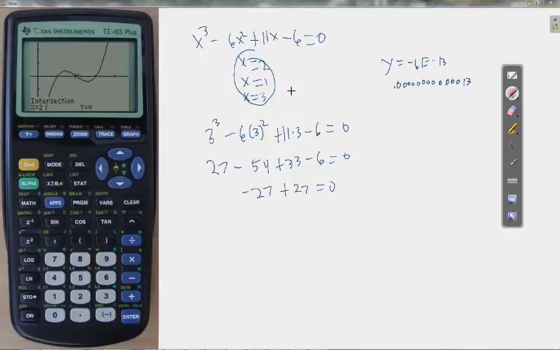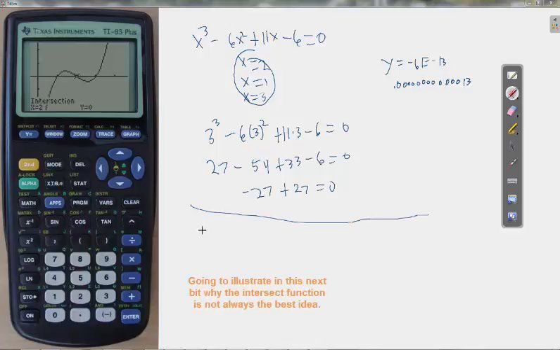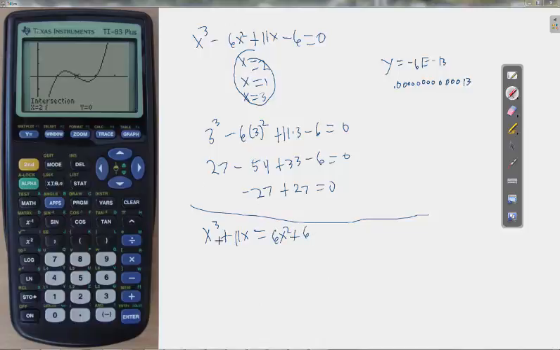I'll just point out here, to do the 0 method, you have to have 0 on a side. I mean, that's the whole point. It's got to be the x-intercepts. It doesn't matter what your initial setup is for the intersect function, though. So, for example, if I'd had the exact same equation, but I had it in this form, x cubed plus 11x equals 6x squared plus 6, you can see that's the exact same equation, just with this term and this term moved to the right. That's still solvable as it sits with the intersect function.